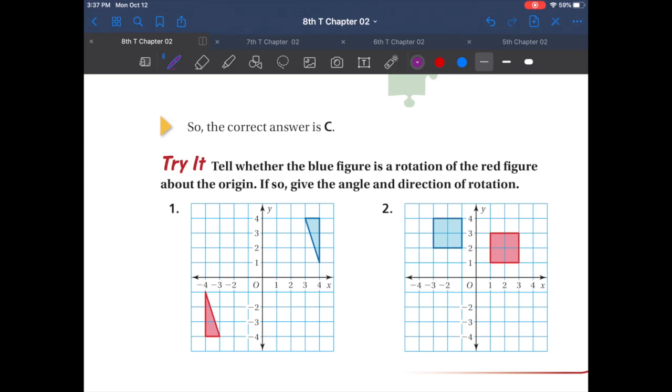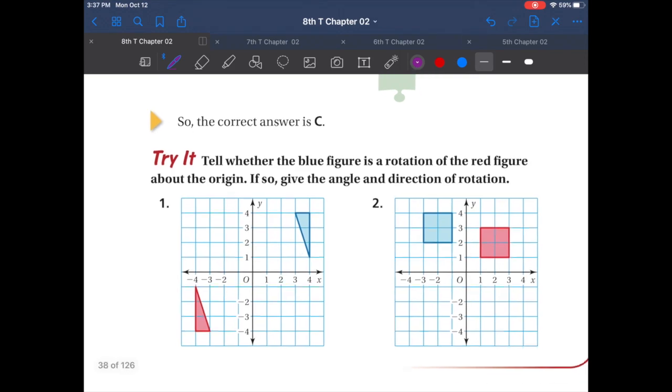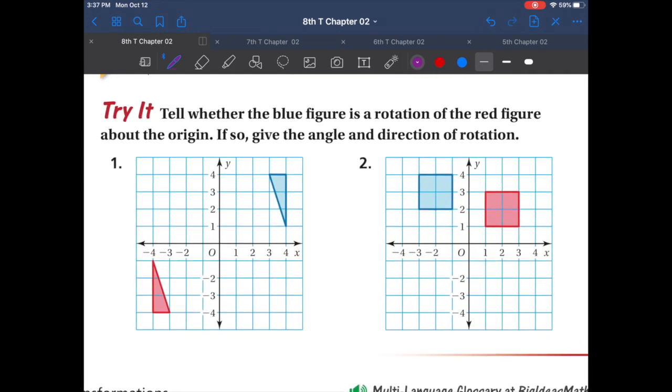Tell whether the blue figure is a rotation of the red figure, and if so, give the angle and direction of the rotation. So if the blue figure is a rotation, I would say this one is a rotation. I would call this a 180 degree rotation. Why? Because it's the complete opposite. Again, once we do the actual math about it, it's going to make sense. So anything that would be 180 degrees is literally equal to the opposite of whatever it is.